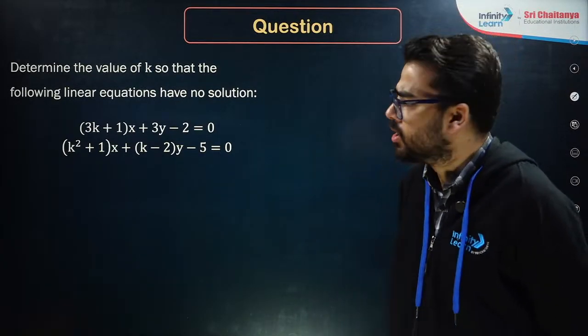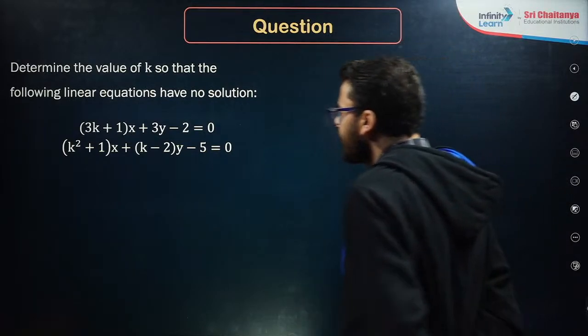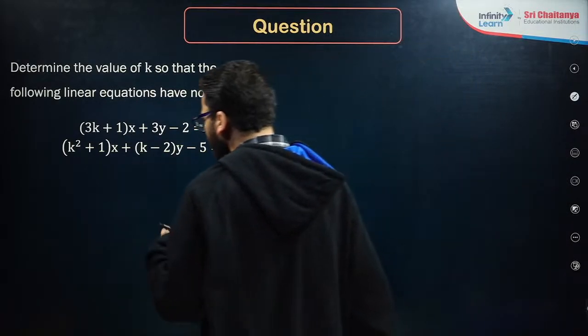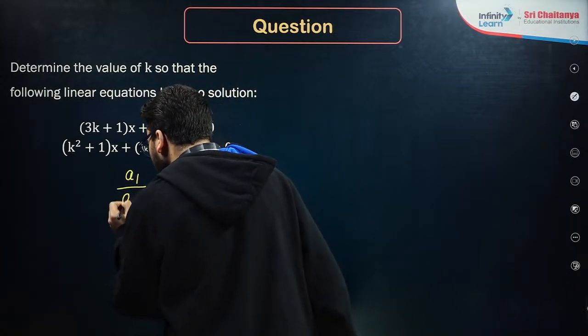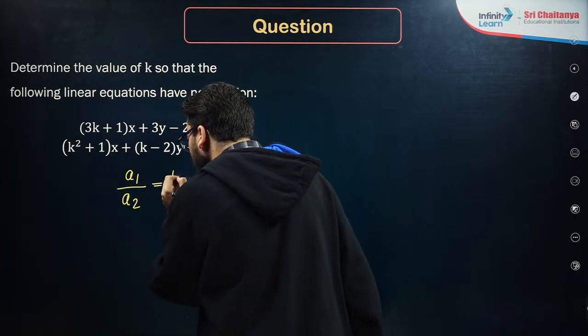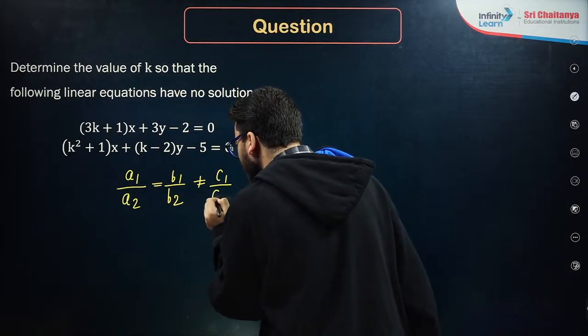Okay. So over here, determine the value of k so that the following linear equations have no solution. What is the condition of no solution? No solution means parallel lines. So the algebraic condition is what? A1 by A2 is equal to B1 by B2 is not equal to C1 by C2. This is the condition, guys.